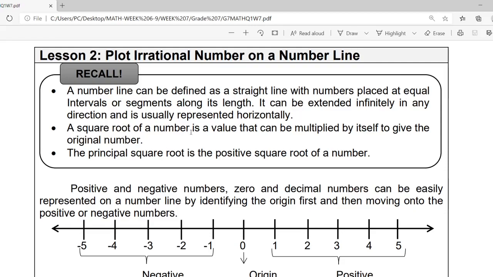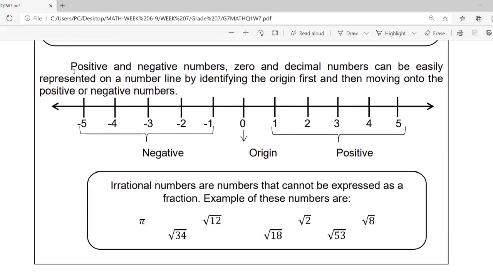The square root of a number is a value that can be multiplied by itself to give the original value. The principal square root is the positive square root of a number. So we call the positive square root of a number the principal square root. Next, positive and negative numbers, zero and decimal numbers, can be easily represented on a number line by identifying the origin first and then moving on to the positive or negative numbers.